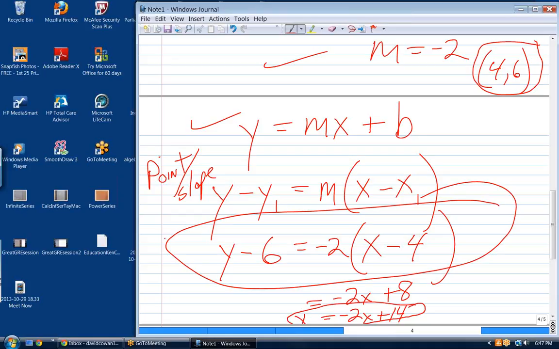The question is what does the question ask? If the question says put it in point-slope format, then I'm done when I get to that step right there. If the question says put it into slope-intercept format, then I got to get it into this format, which means I have to distribute it and solve it.